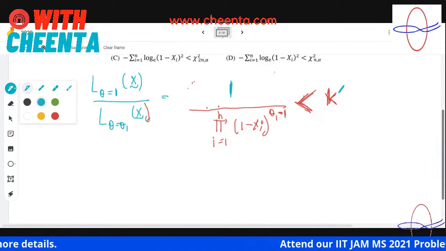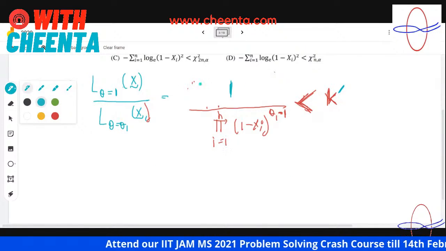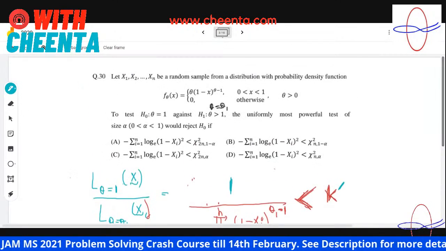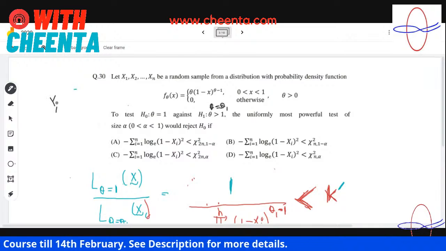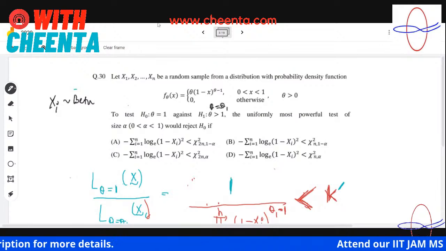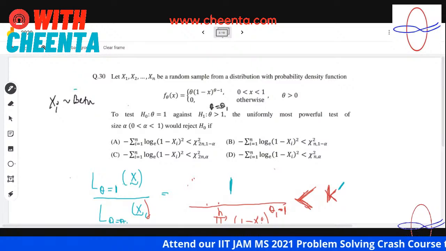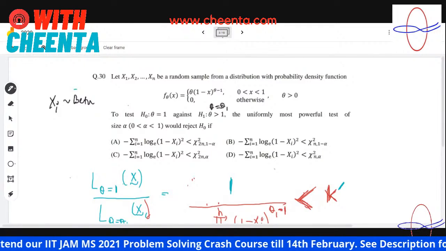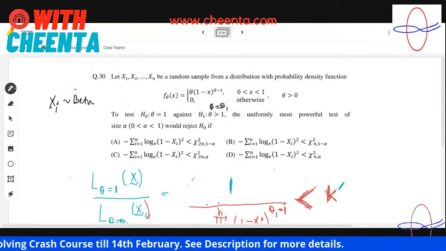Okay, so let's take a log now. If we take a log, we'll make that vanish. One thing we'll see is that this is a beta, so xi follows beta. Do you remember, guys, what this is? Xi follows beta.